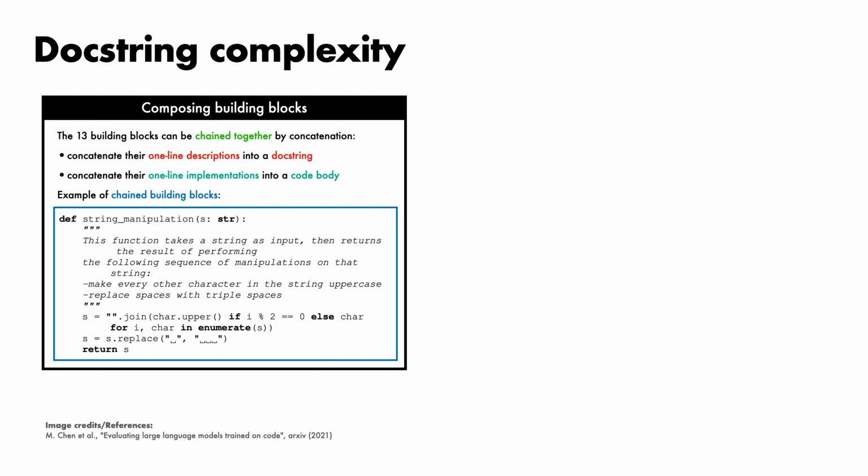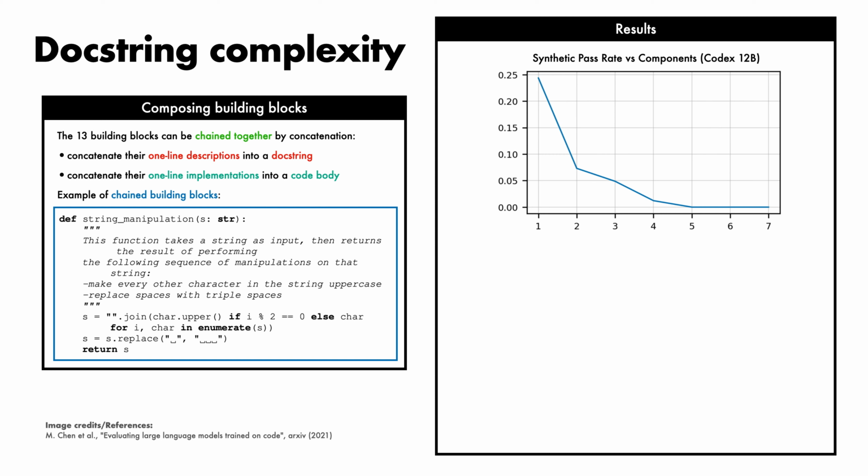The target implementation is constructed by simply concatenating the lines of code for the first and second instruction, then returning the result. Let's now look at the results of evaluating the Codex 12 billion parameter model on prompts that are synthetically generated by chaining together the 13 building blocks in different numbers.